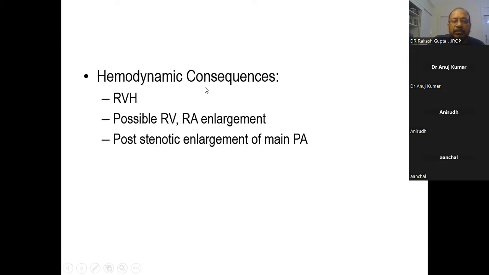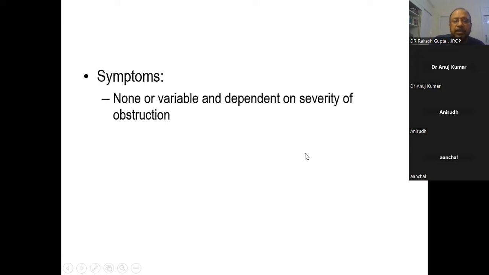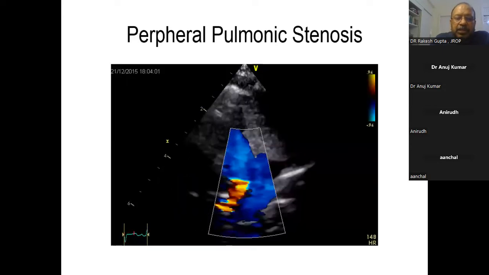What are the hemodynamic consequences? You have right ventricular hypertrophy. If the right ventricular hypertrophy is not able to take care of everything, RV and RA enlargement will start happening. On the other hand, post-stenotic pulmonic artery dilatation can be seen. Symptoms are almost negligible. The majority of people do not have symptoms till they start developing features of right-sided failure or obstruction.